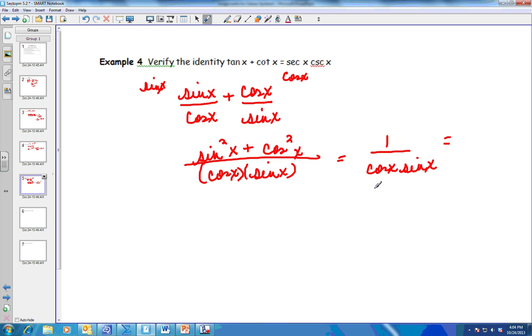And then what is 1 over cosine? 1 over cosine is secant, and 1 over sine is cosecant, which is what we wanted.